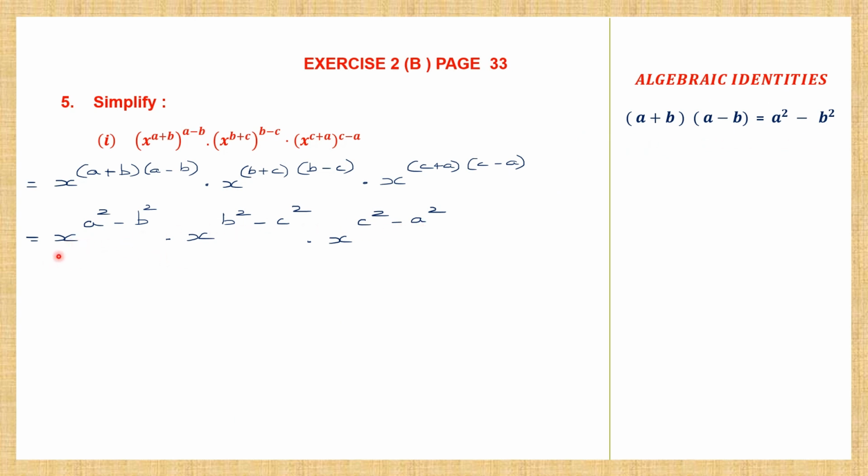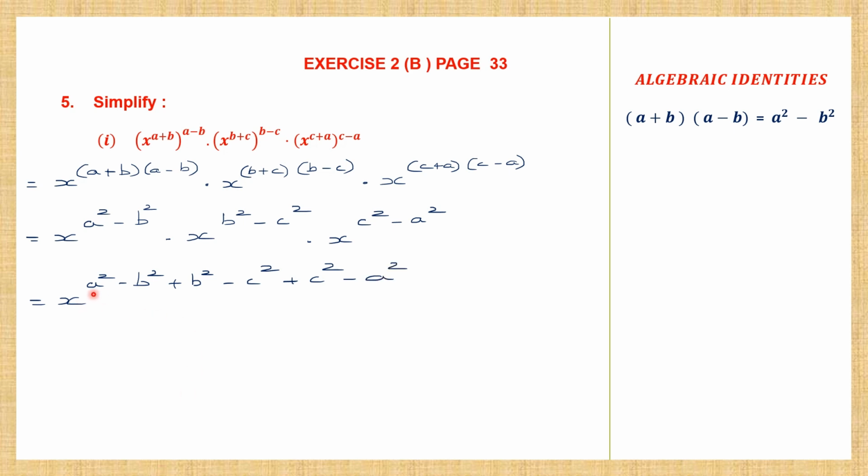Now what can we do? Can you see that all the bases are the same here? It's all x, and it is multiplication. When the base is the same and it is multiplication, we can add the powers. So let's add up all the powers. This becomes x raised to the power of a square minus b square plus b square minus c square plus c square minus a square. So now we have it all.